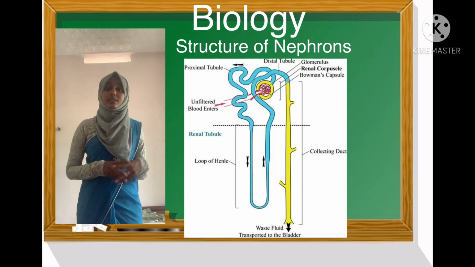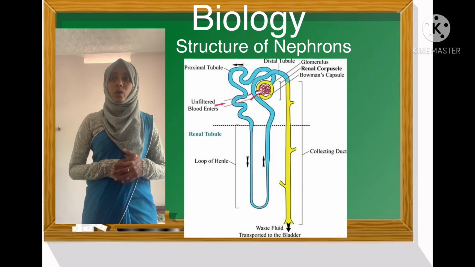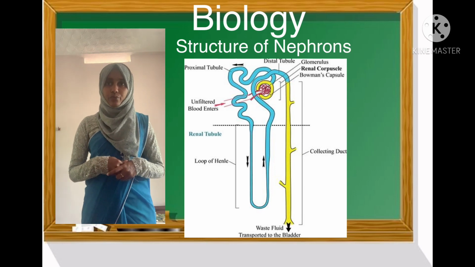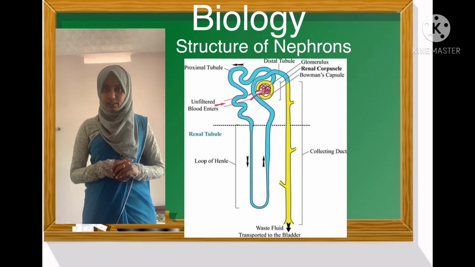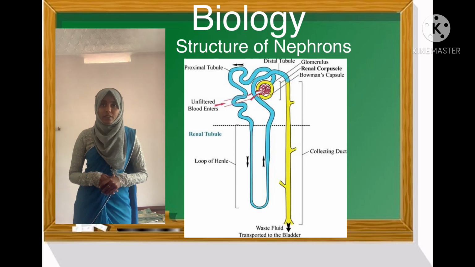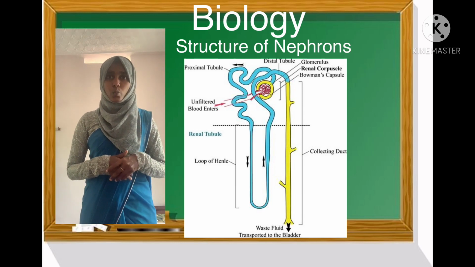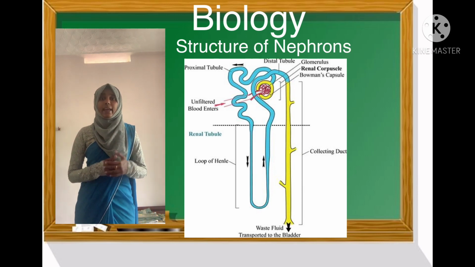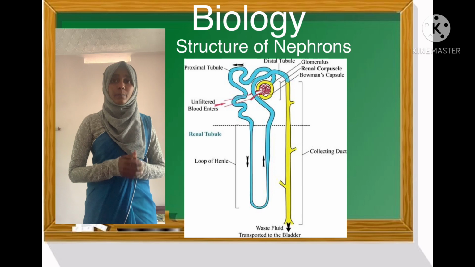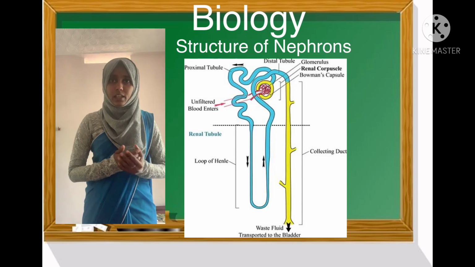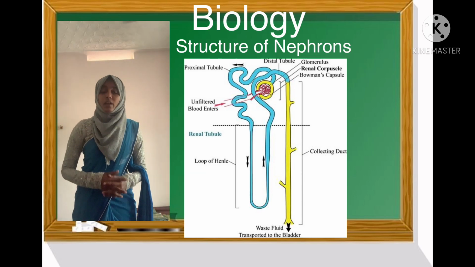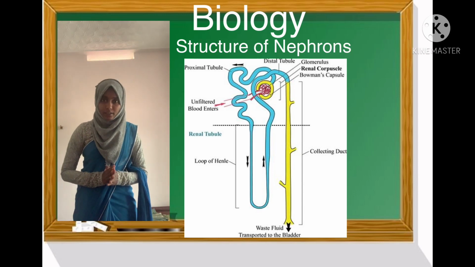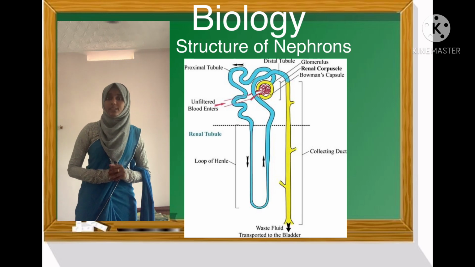And the next part is the afferent vessel. What is the afferent vessel? They are branches of the renal artery which enter the Bowman's capsule. So, the afferent vessels are the branches of the renal artery which enter into the Bowman's capsule.